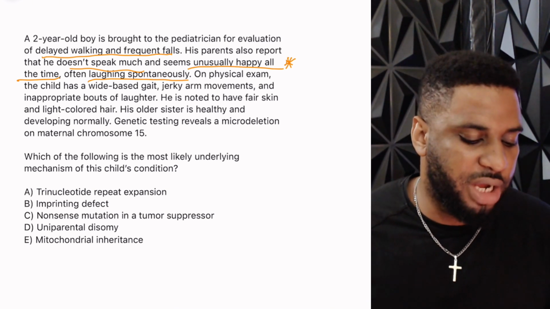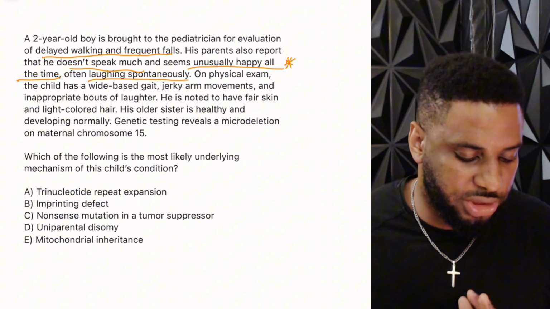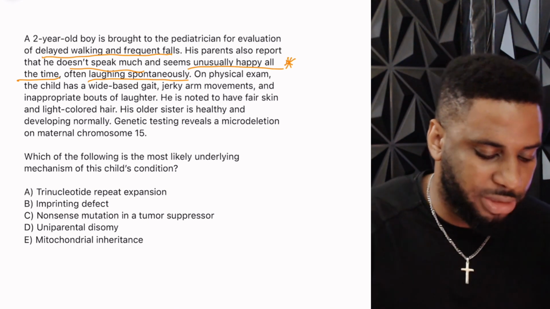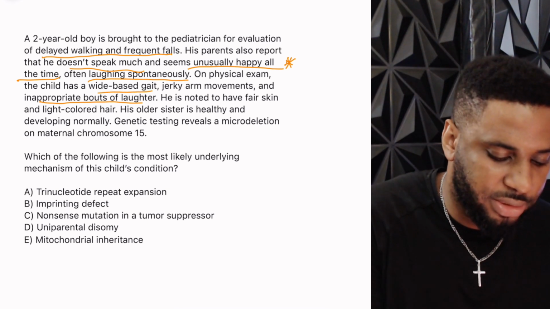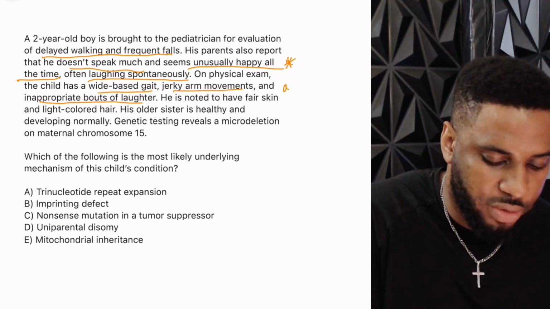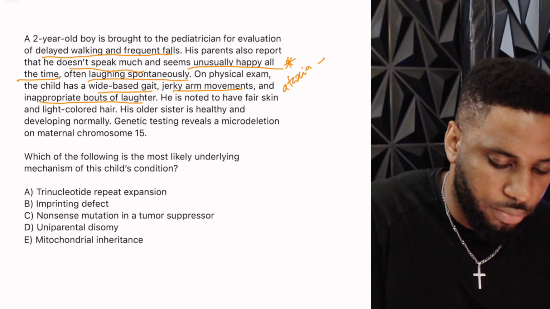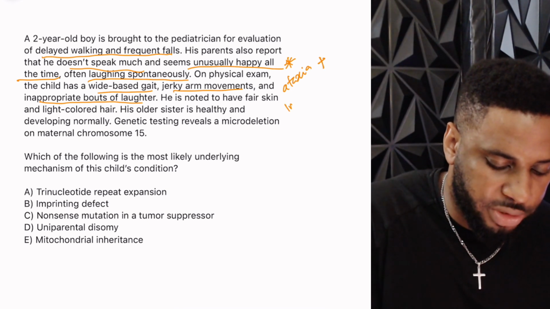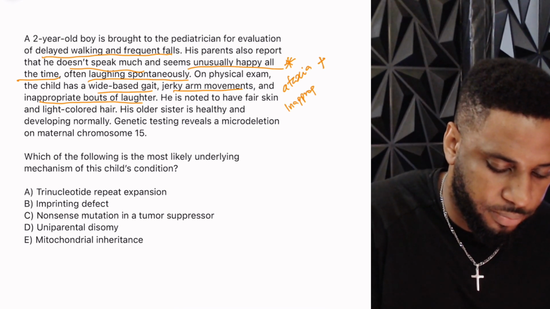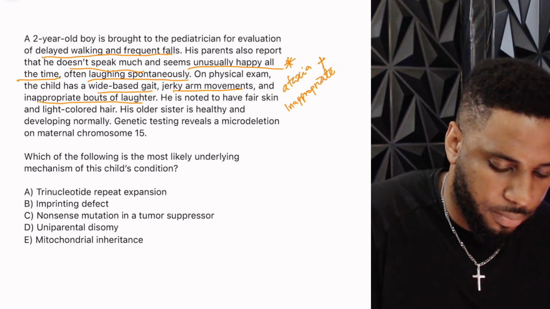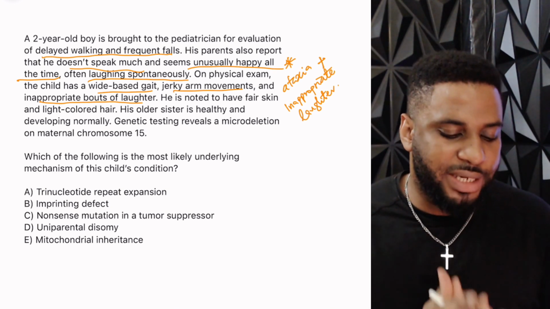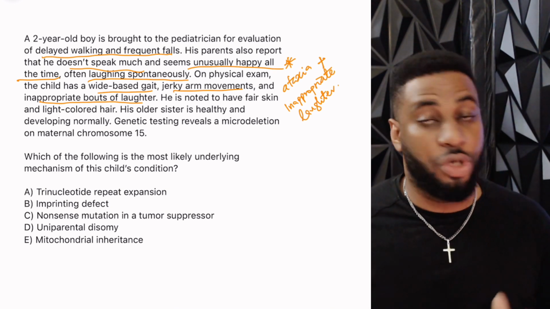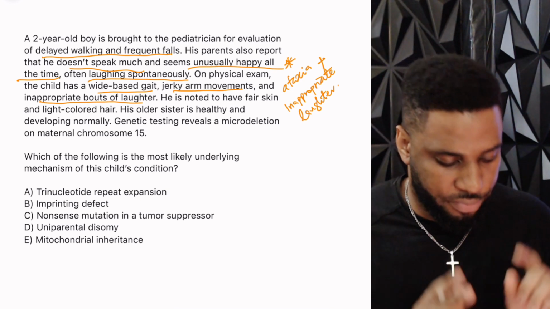On physical exam, the child has wide-based gait, jerky arm movement, and inappropriate bouts of laughter. Wide-based gait, jerky arm movement, you can call that ataxia, plus inappropriate laughter. If I give you a child with ataxia and inappropriate bouts of laughter, you should already tell me what the diagnosis is here. But let's get to the end.